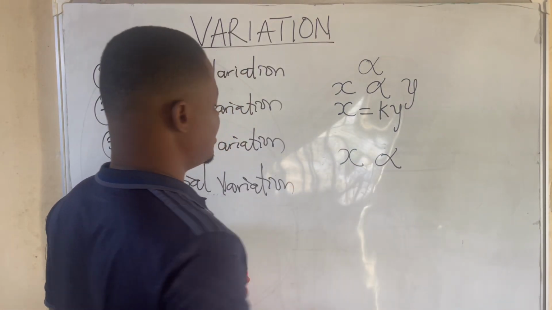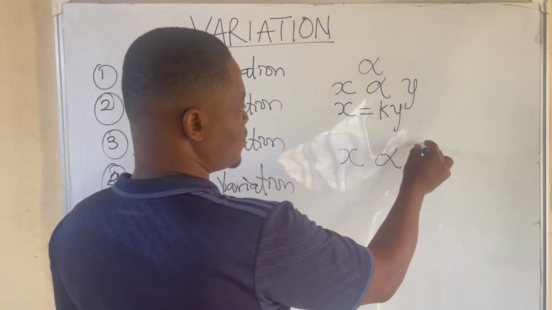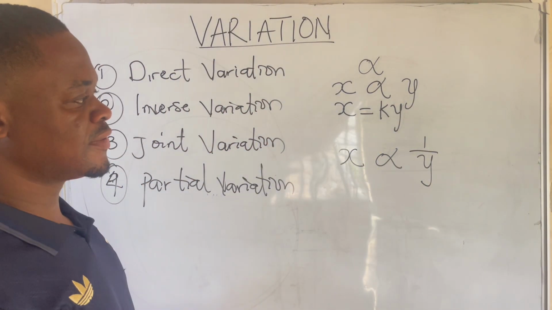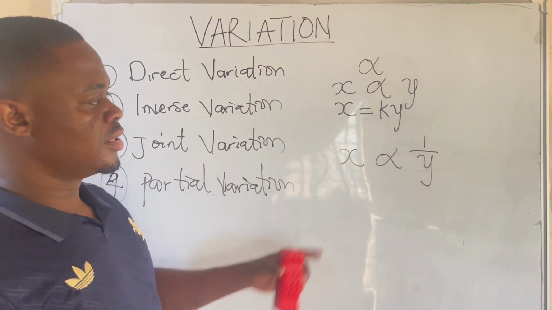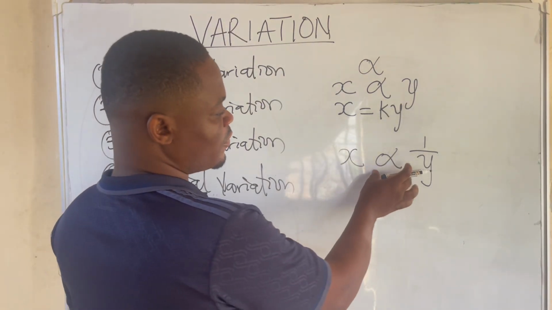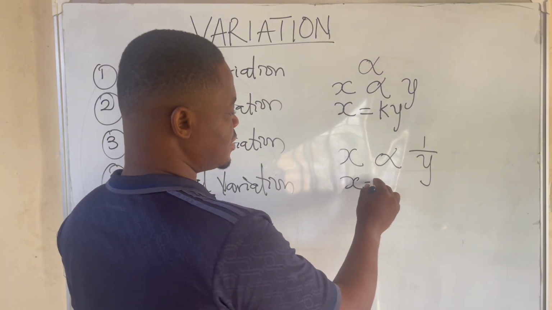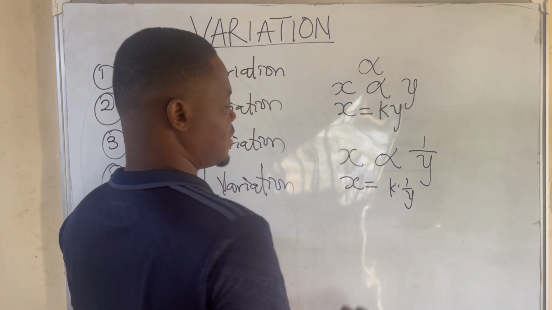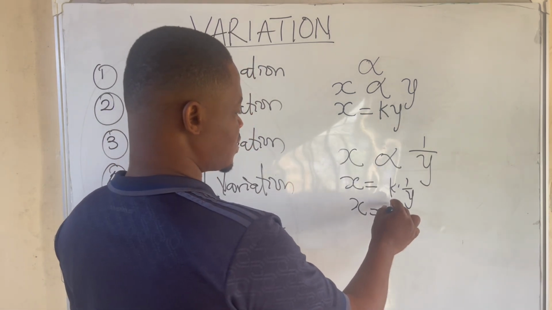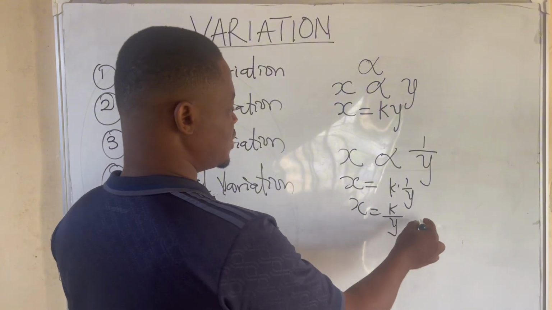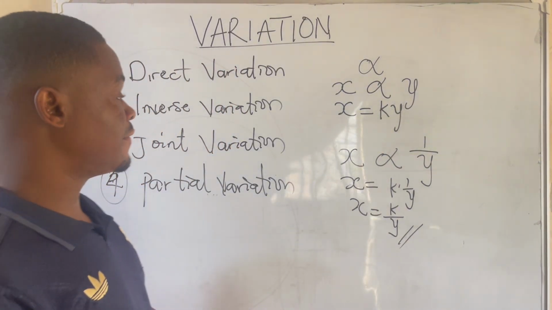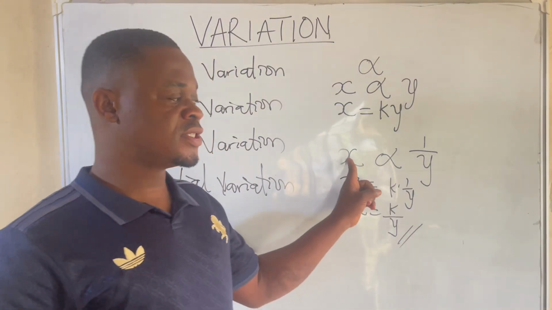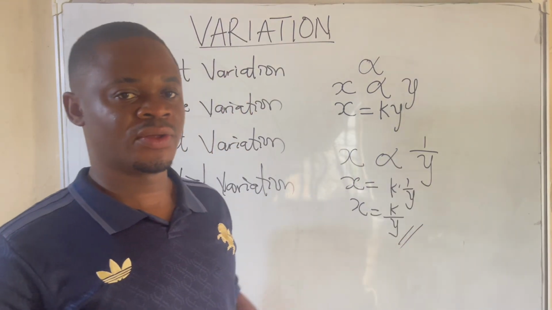and we can represent it as x varies inversely as y. It's presented this way. That x varies inversely as y. So for us to remove this proportionality sign, we can say that x is equal to k dot 1 over y, and this is the same as x is equal to k over y. So this is how we represent inverse variation. Like I said, an increase in a quantity leads to a decrease in the other.